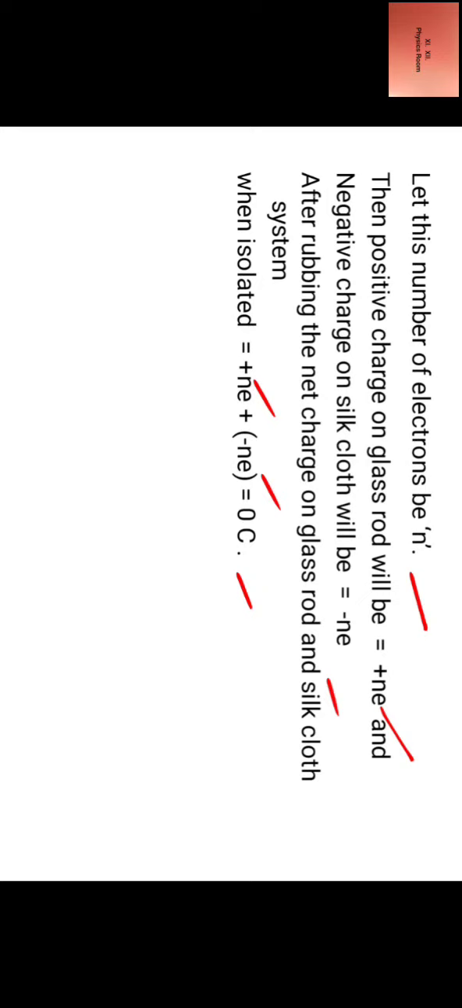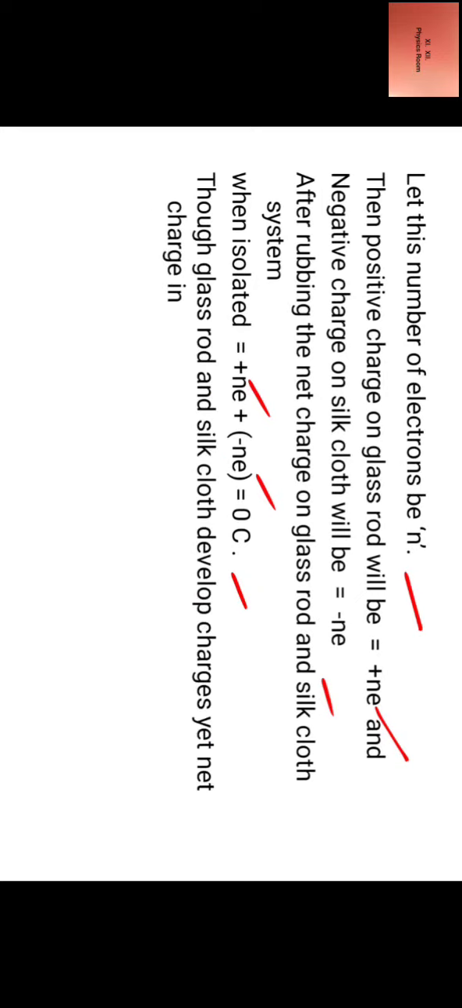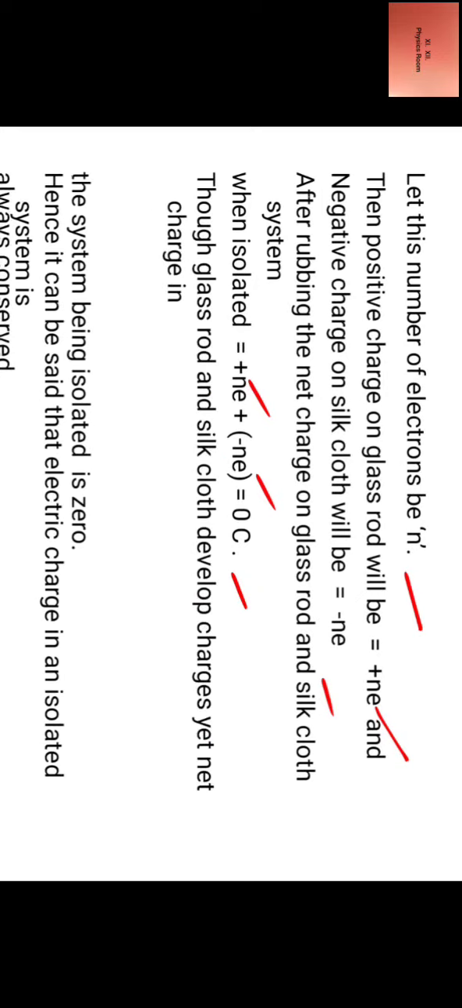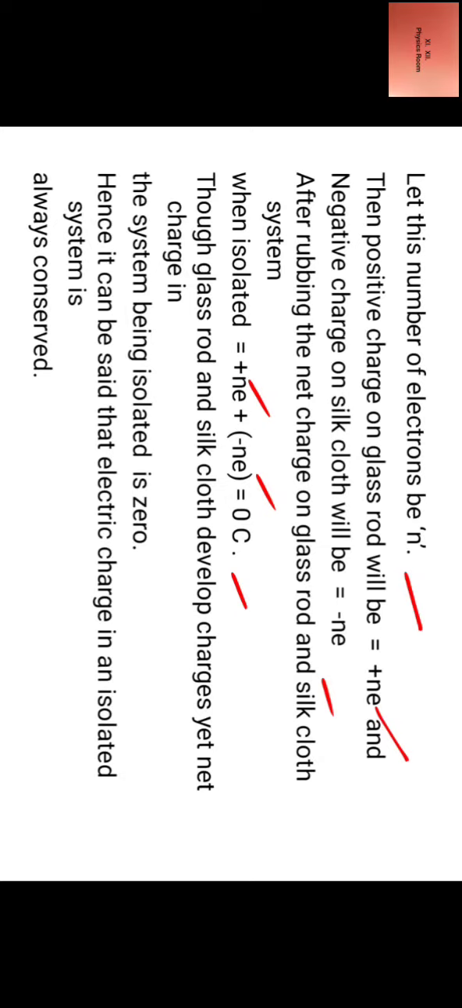Now, though the glass rod and silk cloth develop charges, yet the net charge in the system, being isolated, is equal to 0. Hence, it can be said that electric charge in an isolated system is always conserved.